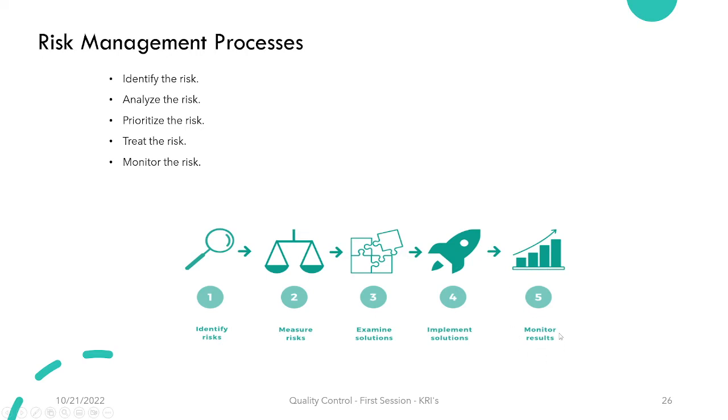How do we monitor the risk? We monitor our risks through these four steps here. Number five, we monitor our risks and our results clearly and properly if we prepare these four stages properly in the first place. We're going to explain this in our coming examples, and how we are going to prepare proper KRIs within the next sessions.